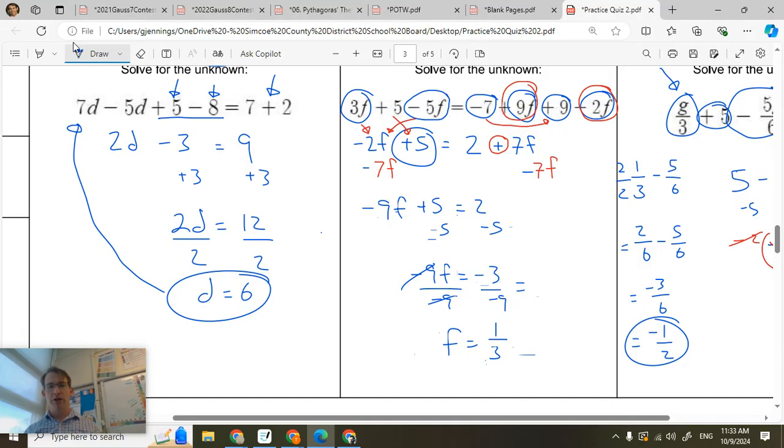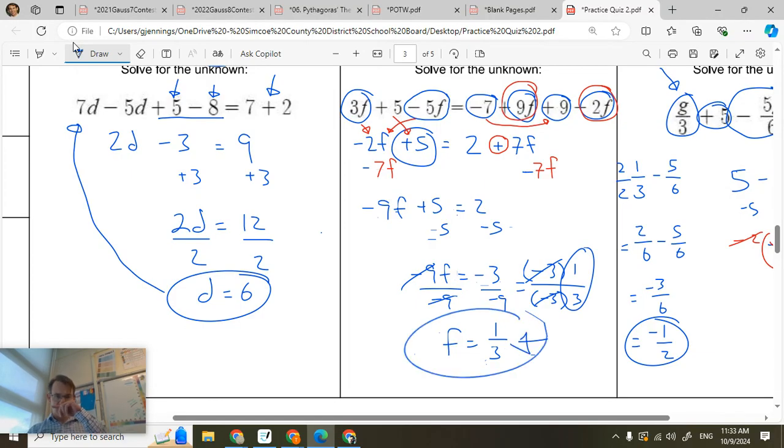Why is that 1/3? Because negative 3 is negative 3 multiplied by 1, and negative 9 is negative 3 multiplied by 3. This cancels this, gives you this. That's how you cancel. That's how you reduce. Correct answer! Fantastic!